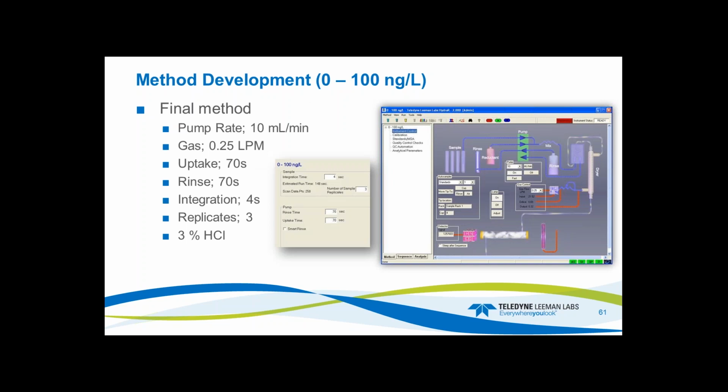So I did all that, and I'm going to save you the pain of going through that. So I ended up with my final method, 10 mils per minute of sample uptake. My gas was 0.25 liters per minute. Uptake at 70, rinse at 70, integration of 4 seconds. So it's a trace mode. So I want to have a longer integration time to make sure that I have a steady state for that signal to read the lowest possible standard and achieve the lowest possible method detection limit or instrument detection limit or limit of detection. And my rinse was just 3% HCl.